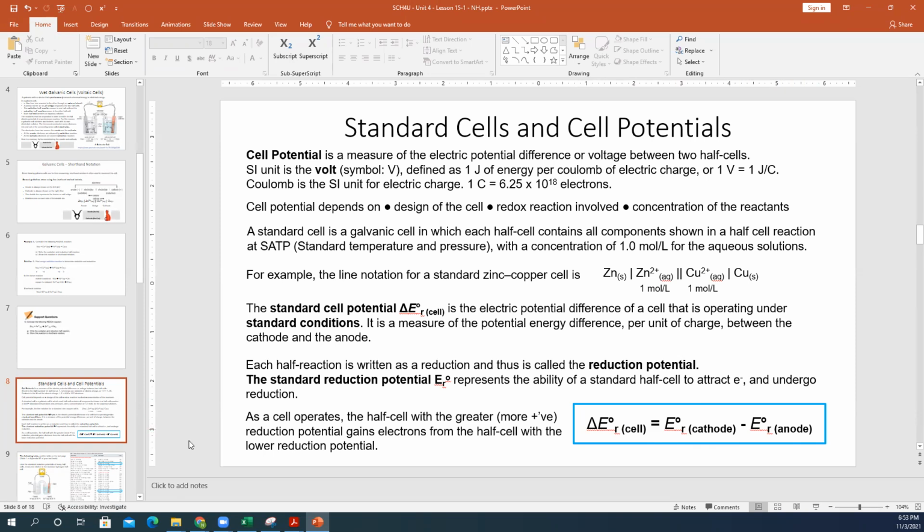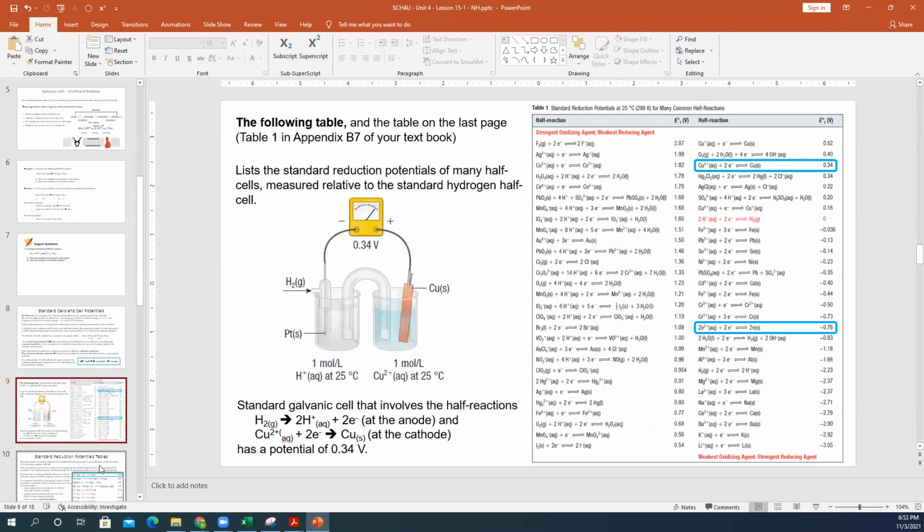So what do we mean by that? Let's look at this table on the next page. This table I've taken from a table in appendix B7 of your textbook. You can find this exact table there as well. This lists the standard reduction potentials of many half cells measured relative to the standard hydrogen half cell.